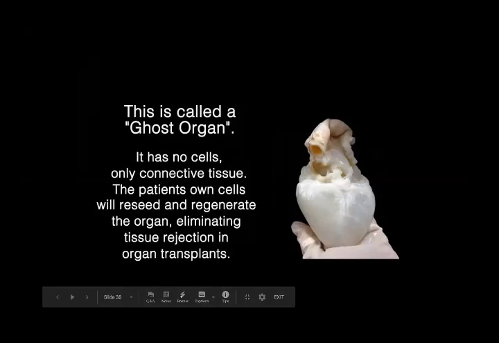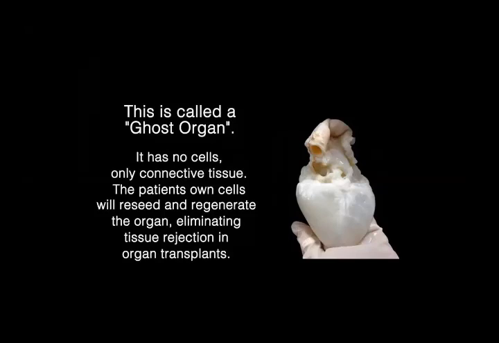This is called a ghost organ. It has no cells to it. It's only structurally built by connective tissues. Now the patient's own cells will basically replace those inside this connective tissue because it's a ghost organ, there are no cells in here. The patient cells in which this organ is transplanted will reseed and regenerate the organ and then eliminate the tissue rejection in organ transplants. So that's one way. By using ghost organs, you eliminate the possibility of tissue rejection, which is commonly a case in transplants.